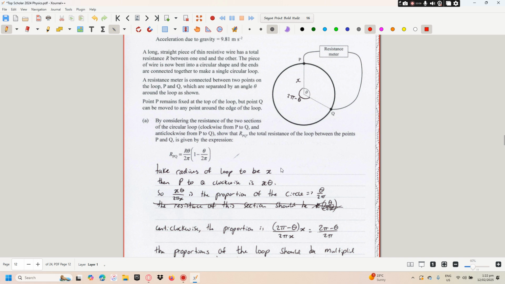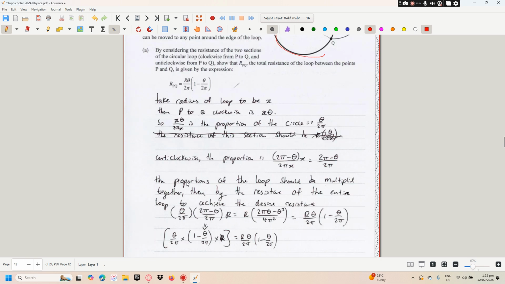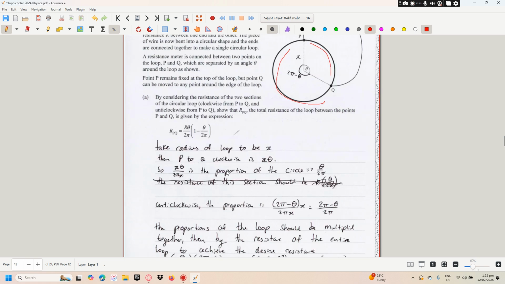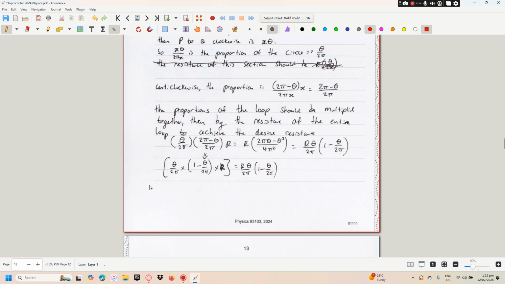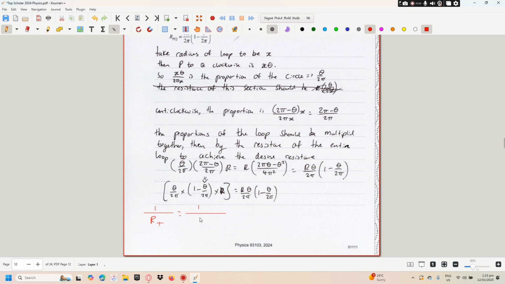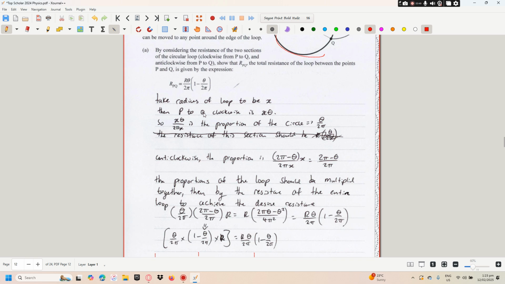I found the proportions, so theta on 2 pi for this bit, and 2 pi minus theta for that bit, and then I sort of just bullshitted. I multiplied the proportions and times it by R, and the answer falls out. That's not the correct way of doing it, okay? The correct way of doing it is to apply 1 on RT equals 1 on R1, which is theta divided by 2 pi r, plus 1 on R2, which is 2 pi minus theta, 2 pi minus r. And when you solve for RT and multiply things around, this answer falls out.